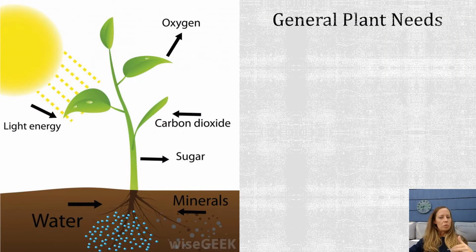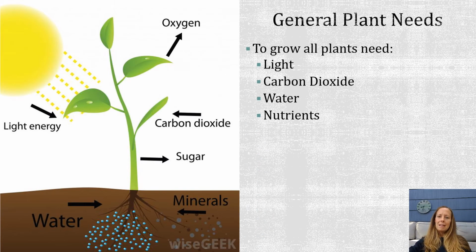So plants don't just grow, right? I mean, they grow, but they need things to grow. So what they need is light, carbon dioxide, water, and nutrients. Those are all things that we'll focus on figuring out how much plants need and what they need.